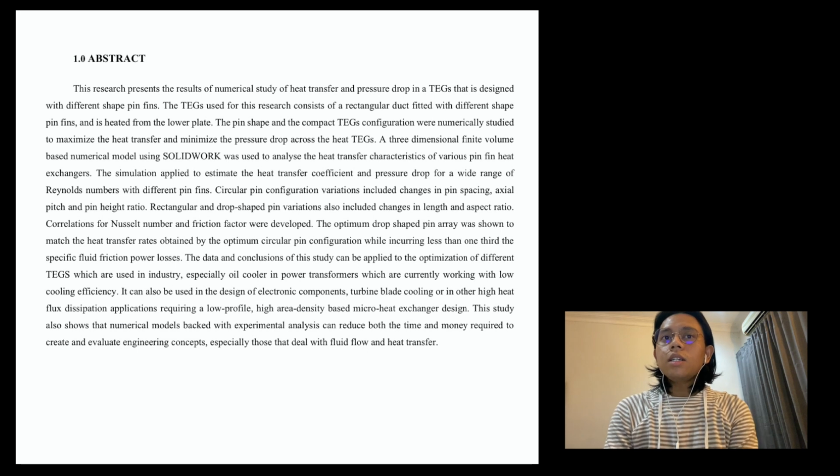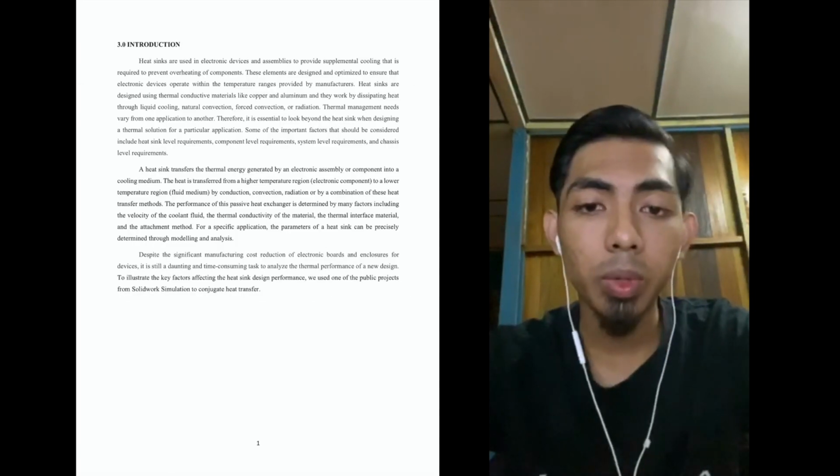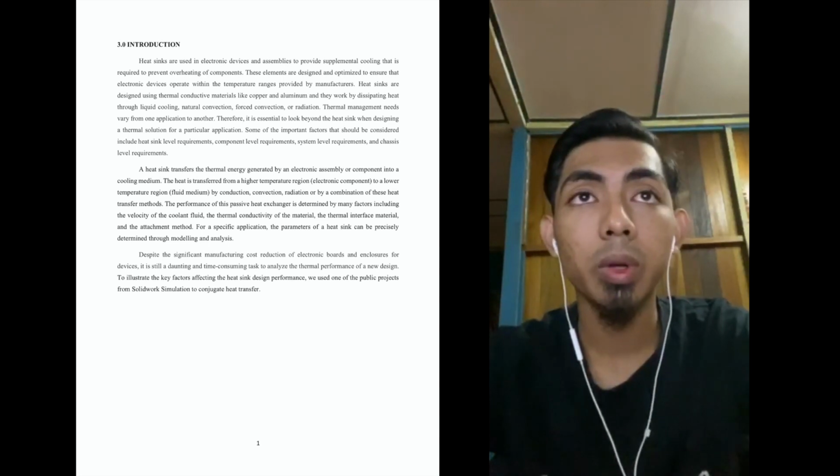A three-dimensional finite volume-based numerical model using SolidWorks was used to analyze the heat transfer characteristic of various pin fins. The simulation was applied to estimate the heat transfer coefficient and pressure drop for a wide range of Reynolds number with different pins. Okay, I will present the introduction for this assignment.